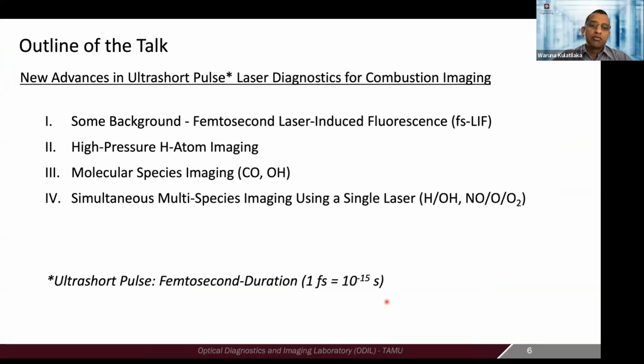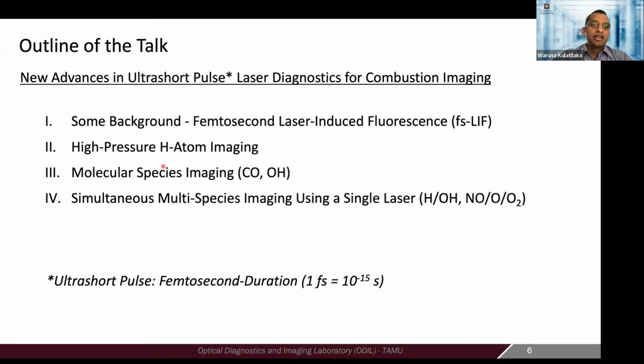Specifically, I will start with some background on femtosecond laser-induced fluorescence, or LIF in short, where we started some of this work, even going back to the days when I was at the Combustion Research Facility at Sandia National Labs. We started going from traditional nanosecond lasers into picosecond lasers. And then later on, when I was at Air Force Research Lab, we started taking that into the femtosecond time regime. And then over the years, we have done a number of different developments.